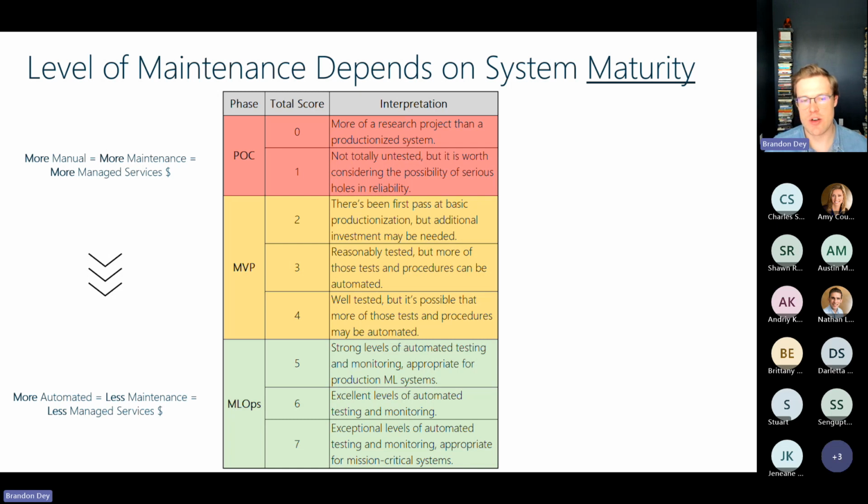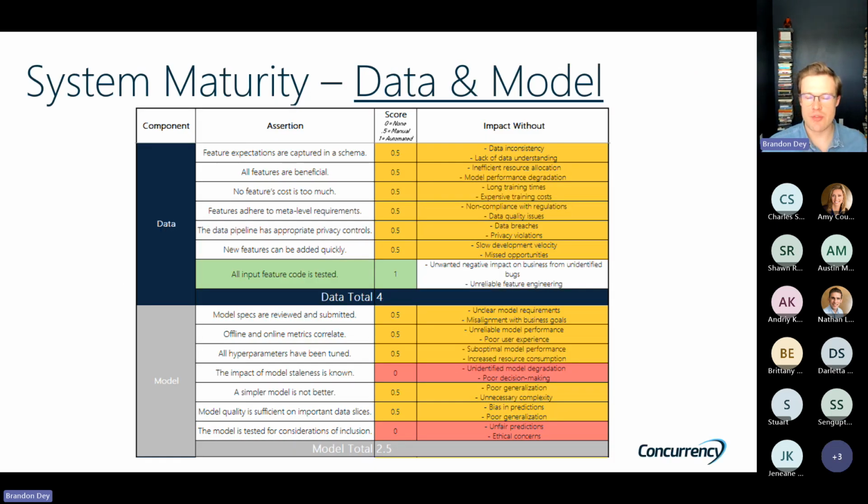And these are scores that are derived based off of the degree of testing, like automated or manual testing that's done in the system, and specifically over 4 different components of the system. There's the data, the model, the infrastructure, and monitoring. Each of those 4 components has 7 different assertions, or really things that you could test. And you could test each of those things either automatically, which is the best, manually, which is okay, is better than nothing, or not at all. Depending on which of those you're doing, you have a more automated, more production ready system.